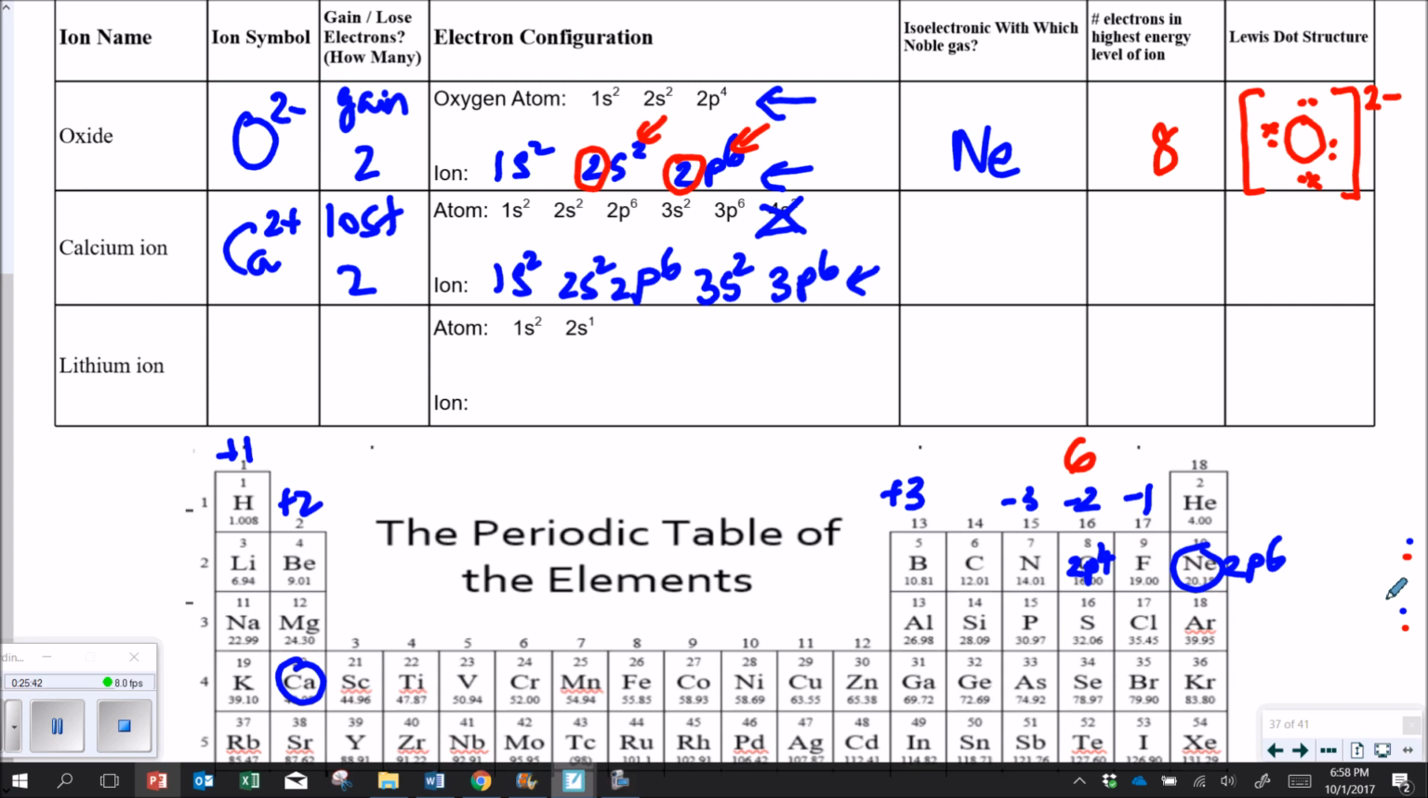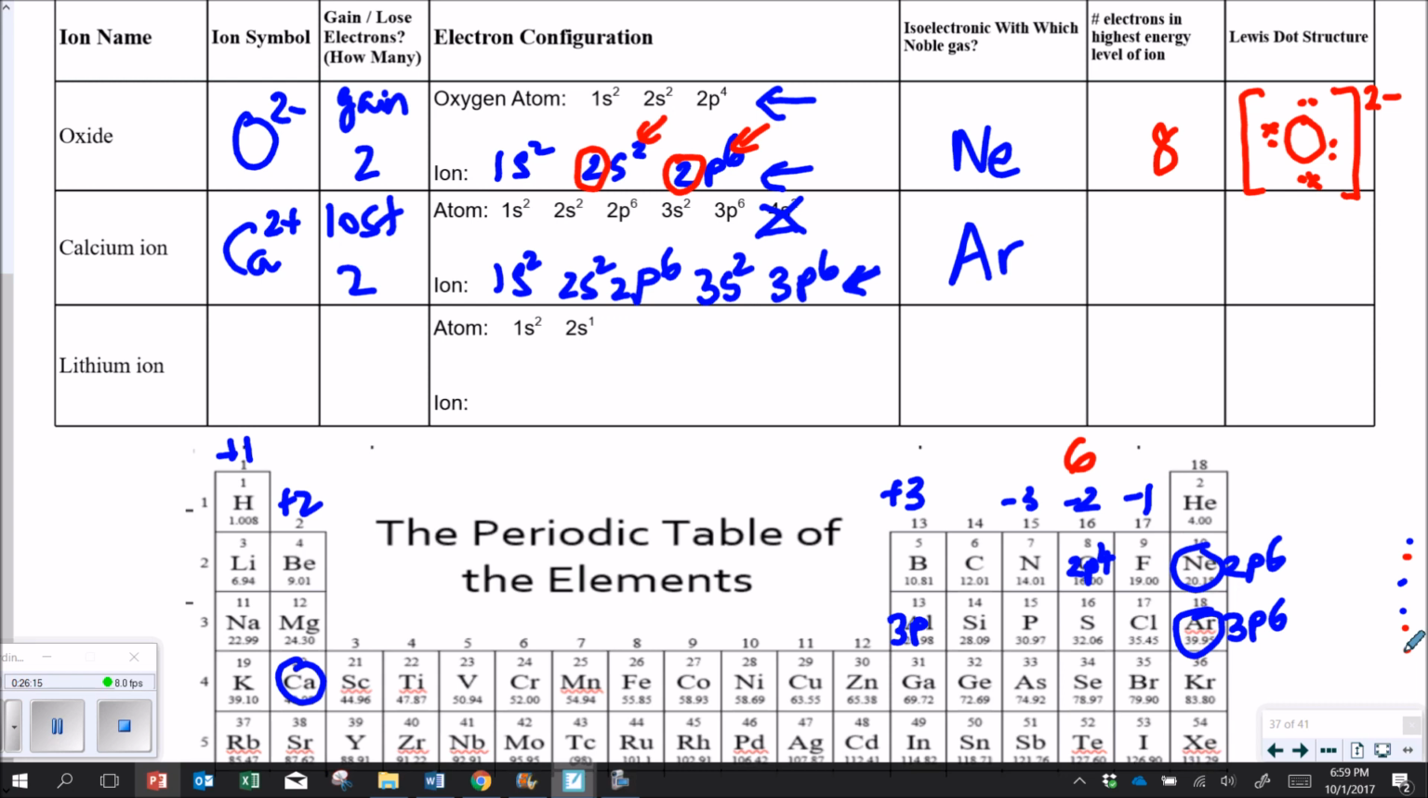We look at the ion ending in 3p6 over here. So we go to our periodic table. 3p is over here. So 3p6 will be here at argon. So we have argon as the isoelectronic noble gas.